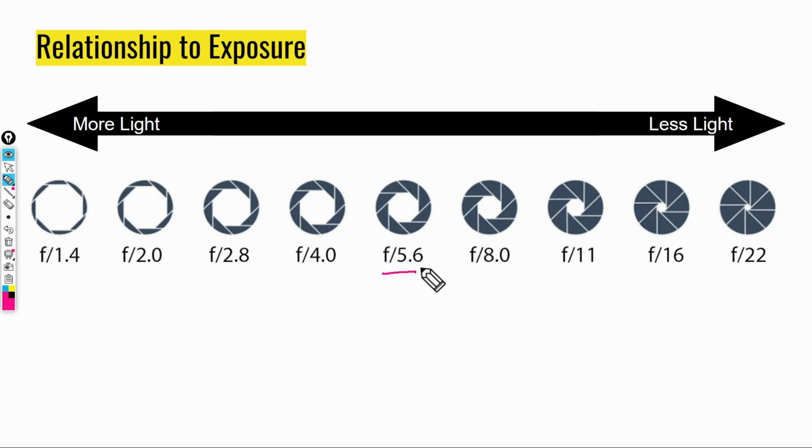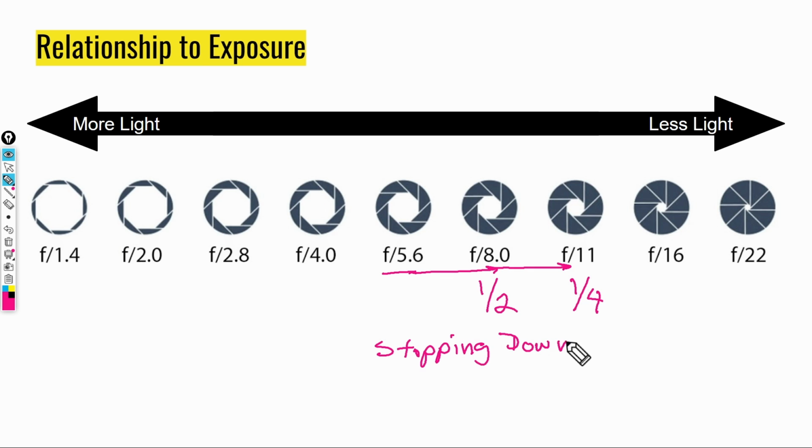Inversely, when we start at f5.6 and we go to f8, we're cutting the light in half. And if we go to f11, we're cutting the light by 1/4 relative to f5.6. And this is typically referred to as stopping the lens down. So down is less light, up is more light.